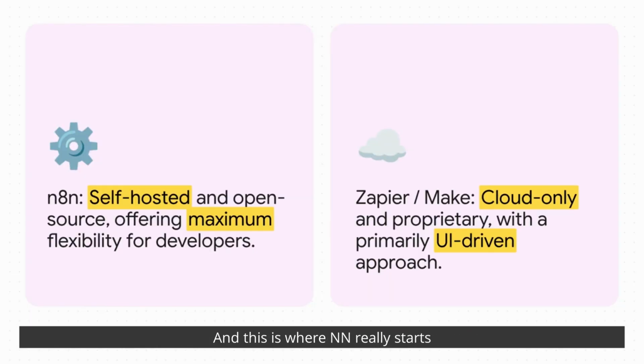And this is where n8n really starts to pull away from the pack. Unlike tools like Zapier or Make that are cloud-only and totally proprietary, n8n is fair code. That means its source code is available and you can self-host it for free, giving you complete control. And when you combine that with the ability to just drop in your own custom code whenever you want, that's a level of flexibility that is a total game changer for developers.